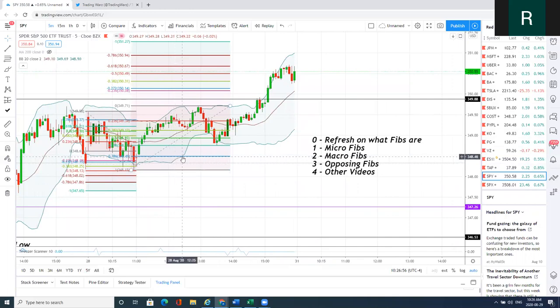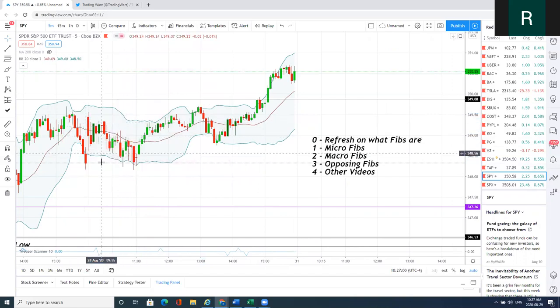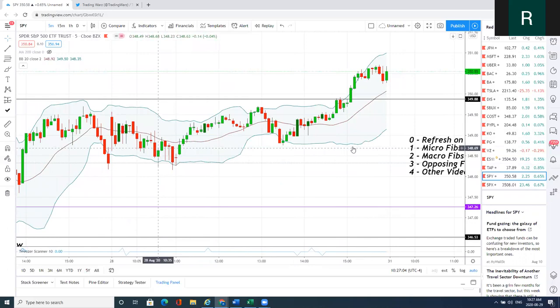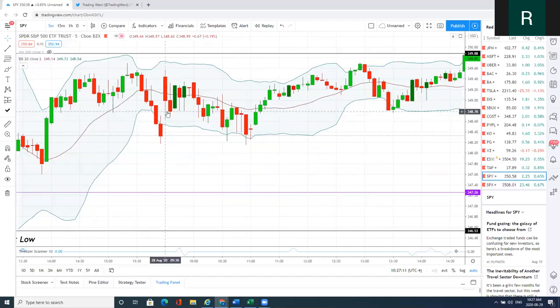So right off the open, within the first 15 to 20 minutes, there's going to be fib plays, especially when you have a big candle. So this big red candle at the open shows that there's some selling pressure as well as some buying pressure with this wick. So how do we use the fibs to give us good entries in order to day trade?